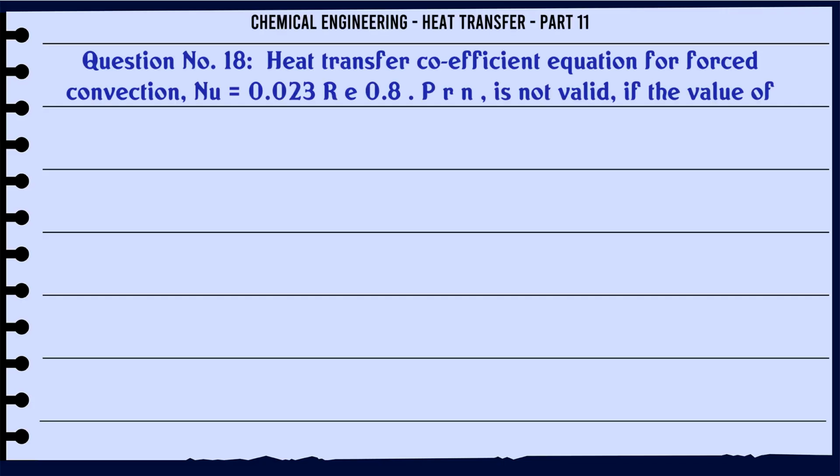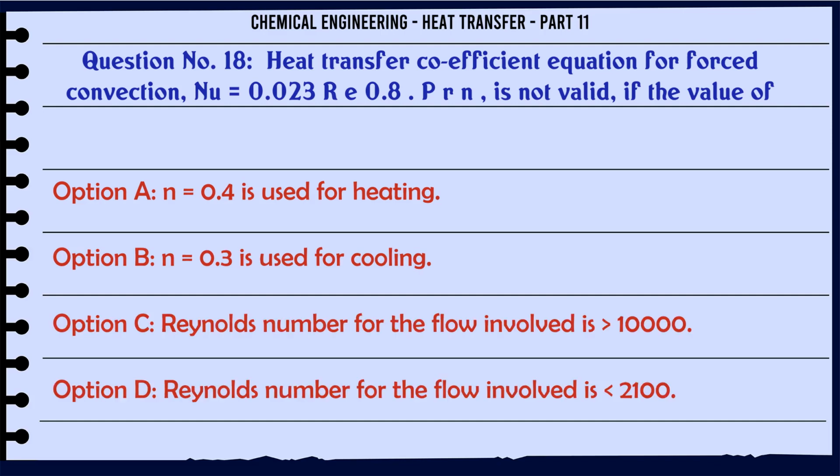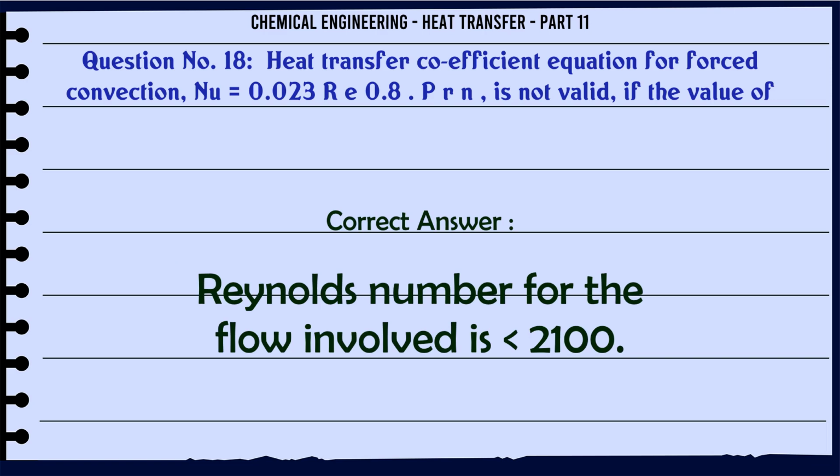The heat transfer coefficient equation for forced convection, Nu = 0.023 Re^0.8 Pr^n, is not valid if the value of A. n = 0.4 is used for heating, B. n = 0.3 is used for cooling, C. Reynolds number for the flow involved is 10000, D. Reynolds number for the flow involved is 2100. The correct answer is Reynolds number for the flow involved is 2100.